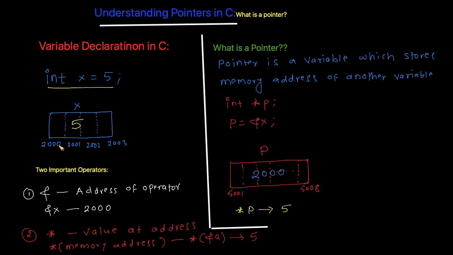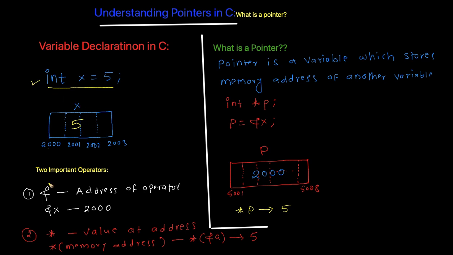Now in reality, memory addresses are hexadecimal, but just to make things simple, we are taking integer addresses. So this is the address of the first byte, this is the memory address of the second byte, third byte, and so on, and this is the fourth byte, right? So this is what happens with this line.